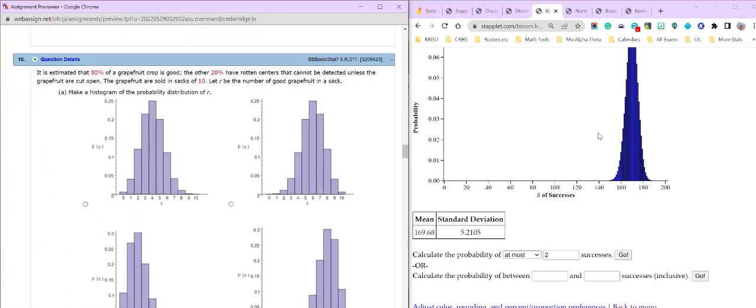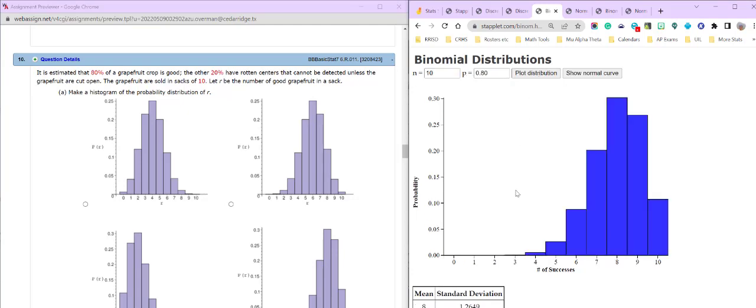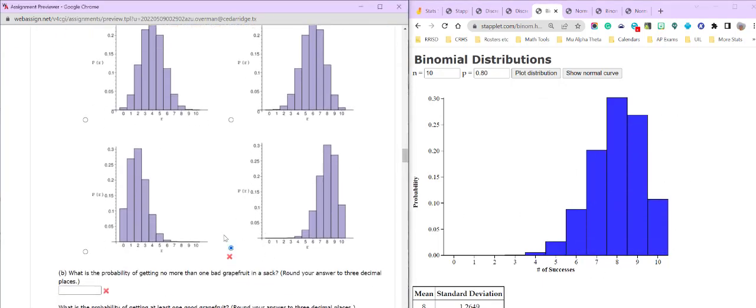Okay, 80% of a grapefruit crop is good. So we're going to assume good. I might have to change it to bad. We'll see. And grapefruits are sold in sacks of 10, so there are 10 grapefruits per bag. Let R be the number of good grapefruits. So we do want the 0.8. Most of the time we're going to have a high number of good grapefruit, and that kind of looks like this distribution here.